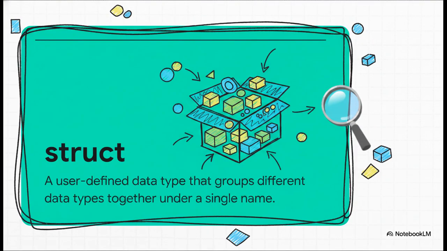And this, my friends, is where the struct saves the day. Just think of it like this. You're creating your very own custom data type. It's like a little container, a data package, where you can stuff all that related information and give it one single logical name. It's the perfect solution to all that data chaos.